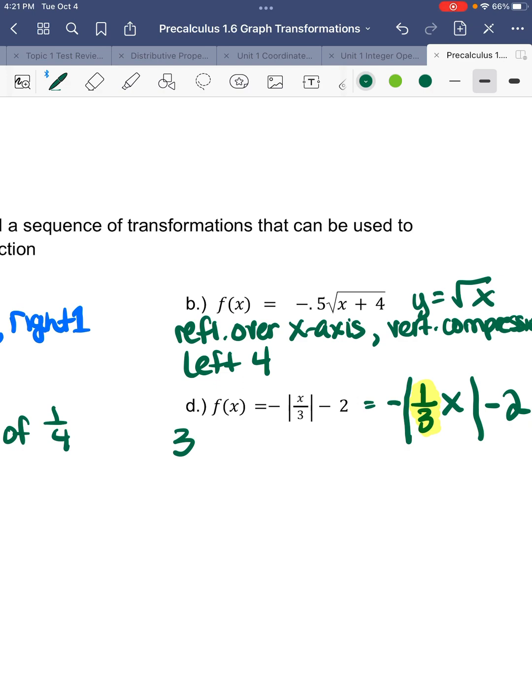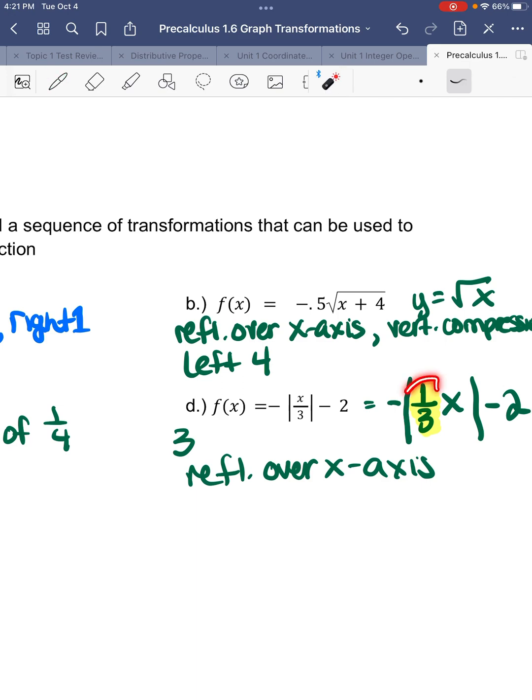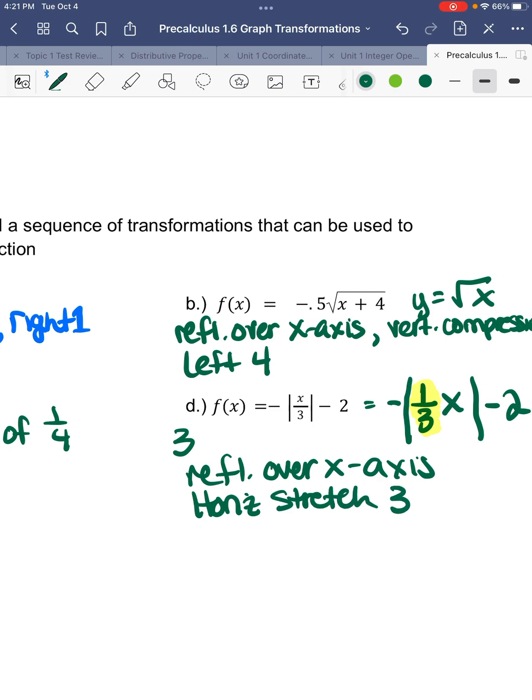Let's go from left to right. We have a negative in front. That is a reflection over the x-axis. As I just talked through, I take the reciprocal of 1/3. It's 3. That makes this a horizontal stretch of 3. And subtracting 2 off the back would shift down 2.